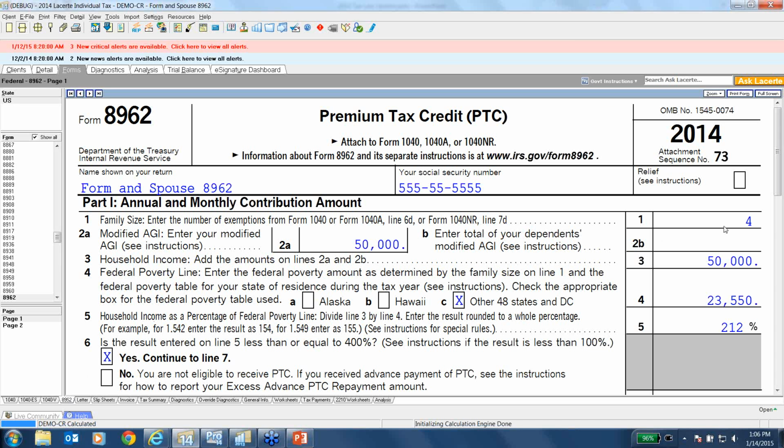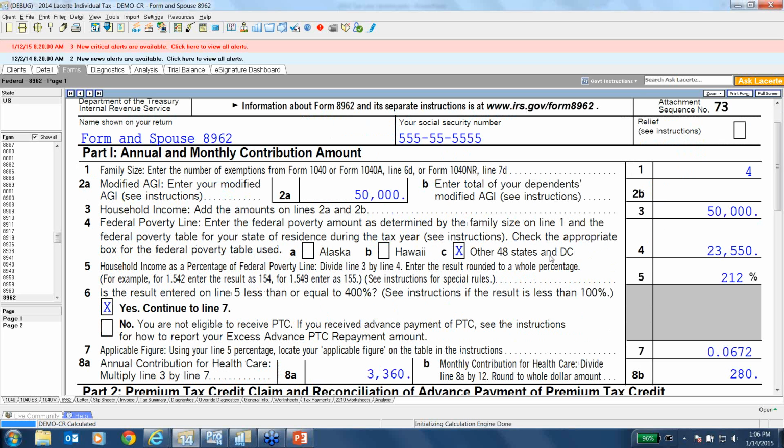So we have 4 members of the household. We have $50,000 of modified AGI. If we had dependents who are claimed on the return but are filing their own tax return, this form wants you to pull in the modified adjusted gross income for those other dependents. That would get added in here. Modified AGI is basically adjusted gross income with some add-back items such as tax-exempt interest and the foreign earned income exclusion.